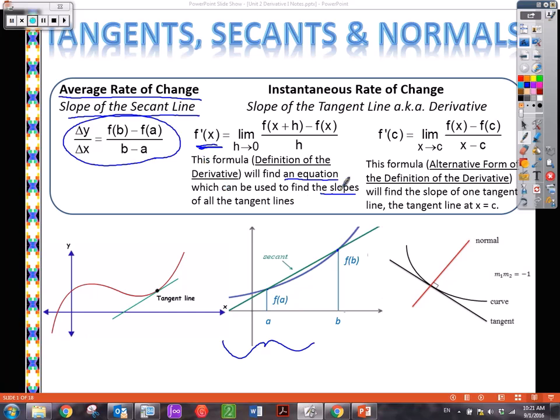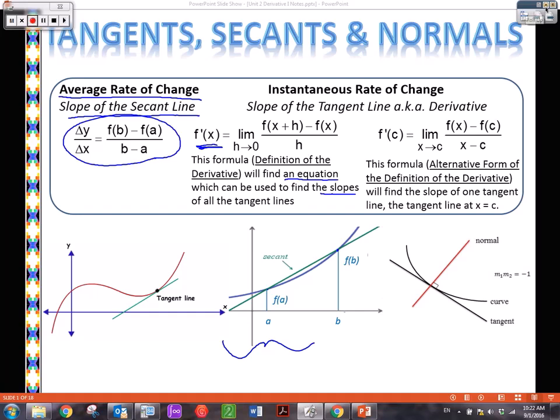There's an alternate form of the definition of the derivative right here. This one we didn't use as much last year, so you may not be as familiar with it. I'm going to do an example with this one today, the alternative form of the definition of the derivative. So what do we use this one for? This one is actually just going to find the slope at one location, the slope of one tangent line at C. That's all it's going to do. It's like a single-use formula. You use it for one thing, and then you're done. You would have to use it again to get another value.